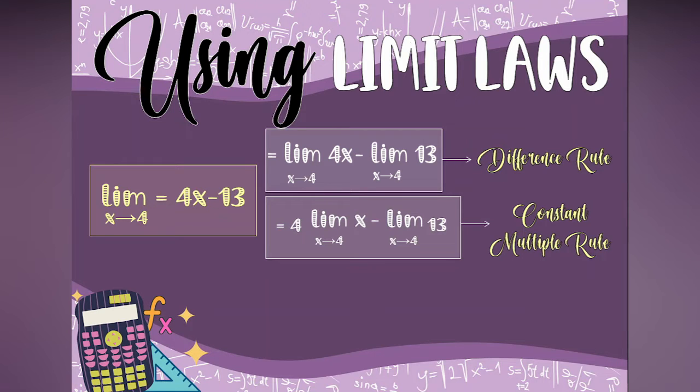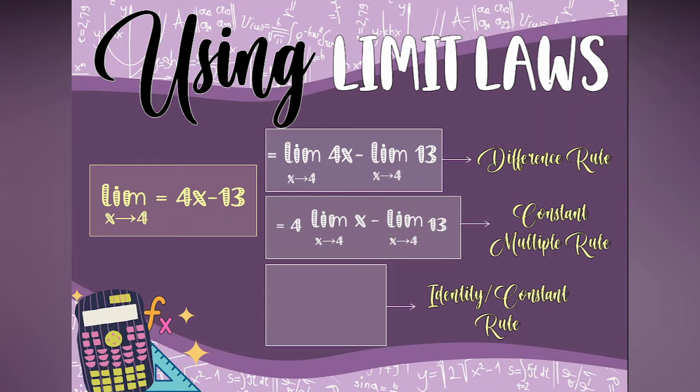Next laws that we can apply are the identity and constant rule for the limit of 4x as x approaches 4 and the limit of 13 as x approaches 4. So the last thing we do is to substitute and solve. 4 times 4 is 16 and 16 minus 13 is 3. So therefore, the limit of the given function is 3.